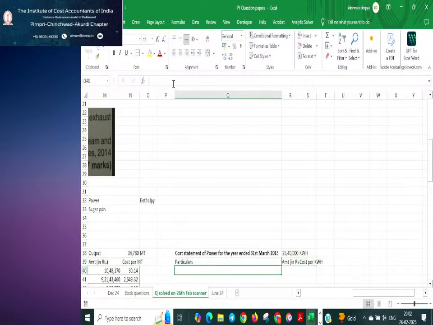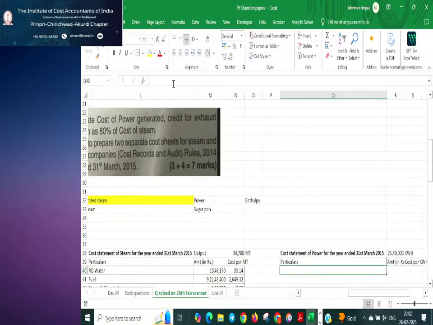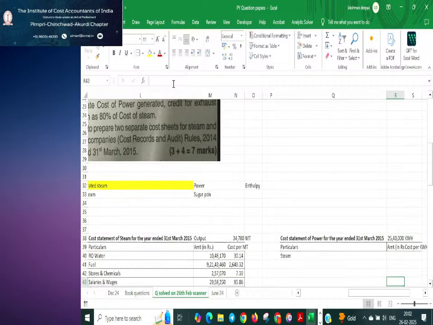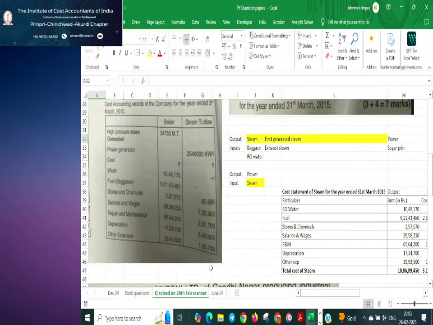While we take this, the first input is steam, so let us take the steam cost entirely. How much is the steam cost? It is 10,86,89,450. Apart from that, we will find out the separate costs, like water and fuel. Bagasse is not needed for the turbine. So it starts from salaries and wages, repair, maintenance, depreciation and other expenses.